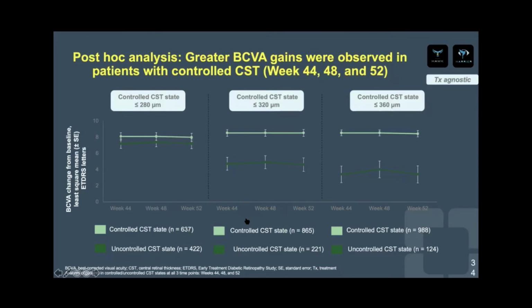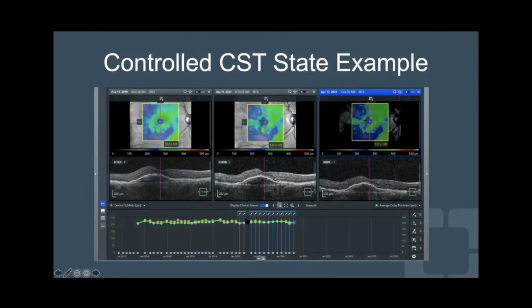And what you can see here is if you're in a controlled CST state of 320 or less, or even 360 or less, you have a very, very good visual acuity gain of almost 8 letters, versus the bottom patient cohort, where you had a non-controlled CST state, and you had less visual gains over time, almost approaching baseline, as you can see as you go out over time. So really, you can see what the impact of the CST state can be in these patients. And here's a great example of how CST state has been controlled well in a patient.